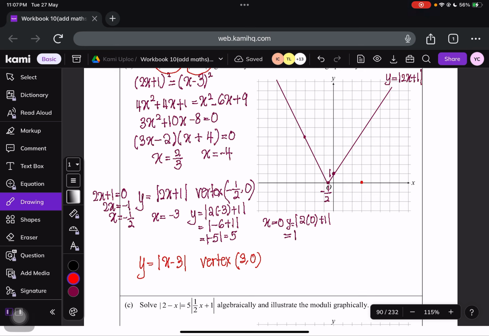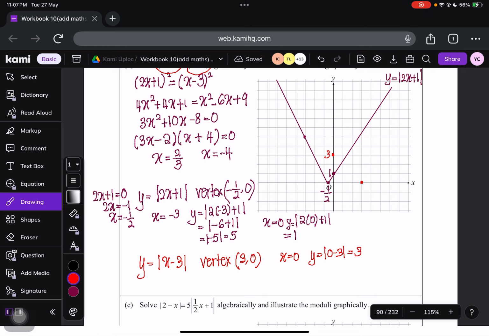I choose 0. So when x equals 0, y equals modulus 0 minus 3. So it gives you 3 only, because modulus negative 3 will give you 3. So this is going to be 1, 2, 3, somewhere around here. So label 3.